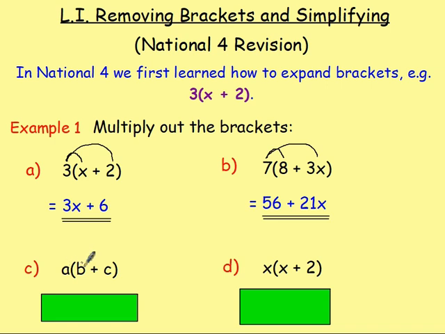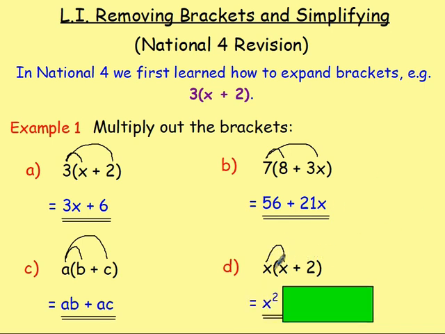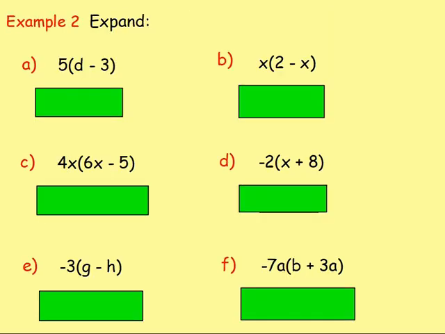If you've got a times by b plus c, you would do the a times the b and then the a times the c. If you work that out, you end up with ab plus ac. With D, if you've got x bracket x plus 2, you would do the x times the x to get x squared. And then you would do the x times the 2 to get 2x. And again, it's going to be plus 2x. Let's try some of these ones.